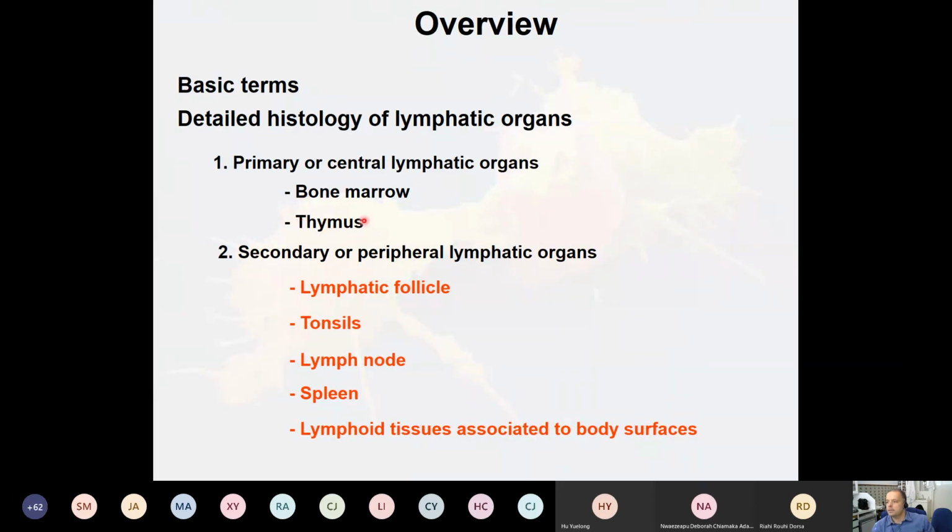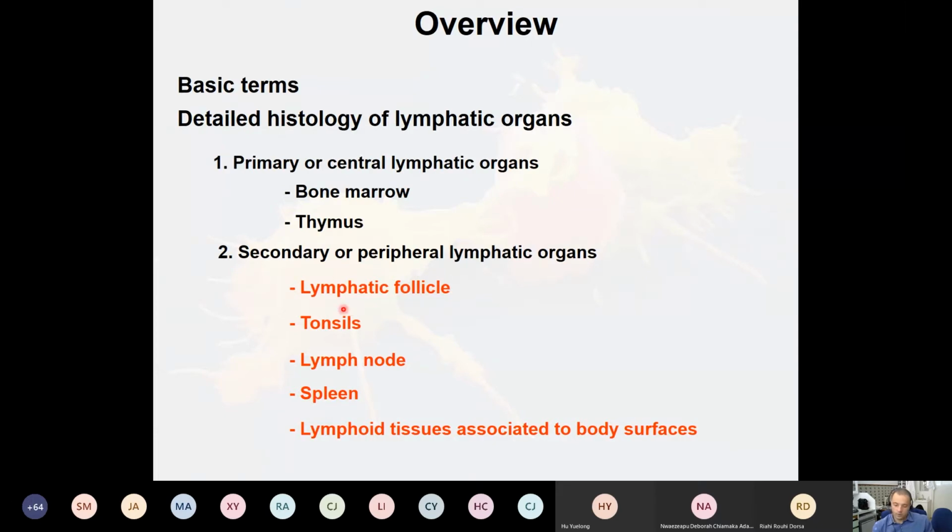I also did some details on the thymus gland, and this is what I don't want to repeat today, but we will turn to the secondary lymphatic organs today. I will start with the lymphatic follicle. Please note that the lymphatic follicle is a part of the other lymphatic organs. We will find lymphatic follicles in the tonsil, in the lymph node, in the spleen, and also the lymphoid tissues associated with the body surfaces are made up of lymphatic follicles.